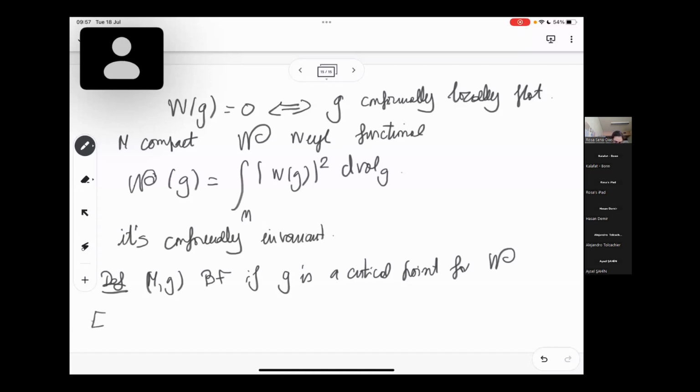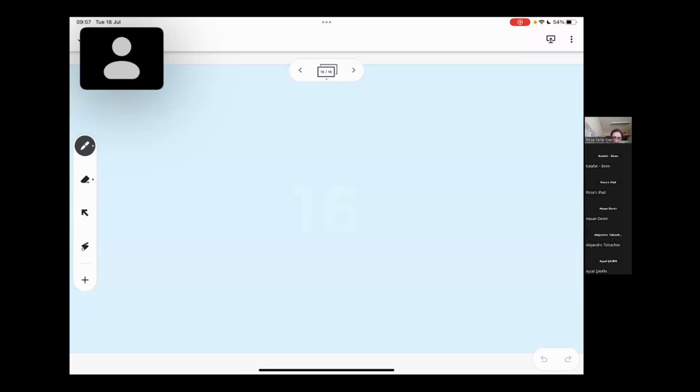And so what you do is the same thing you do with the Calabi functional. You write the variations for this functional. That is, you calculate this for a variation of the metric and you set it equal to zero. And what you get is that the following tensor appears.